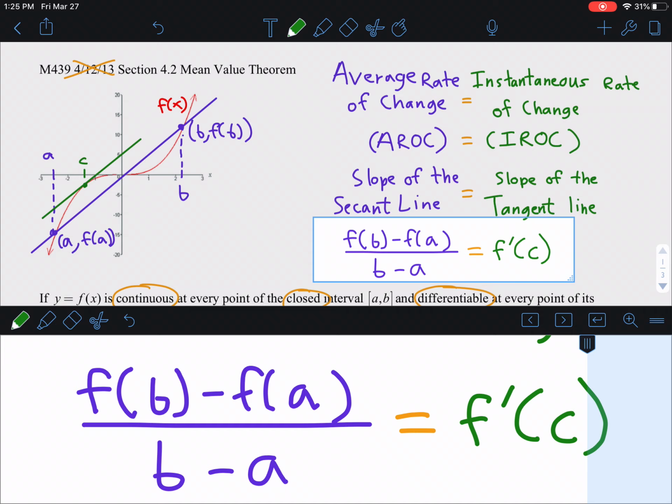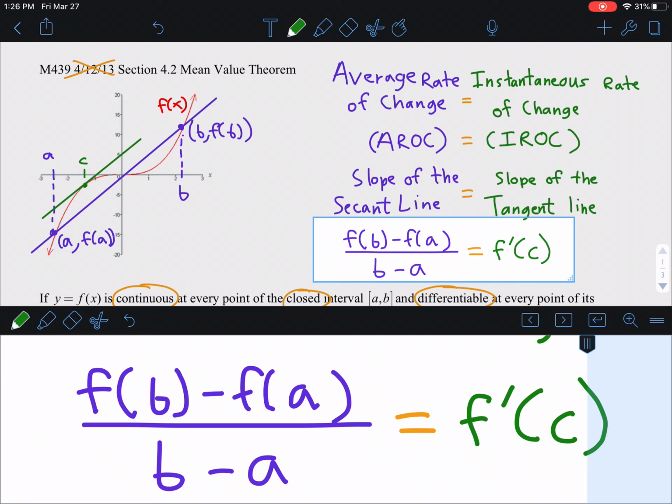Now, typically what you're going to be asked when you get a mean value theorem question is, what is the C value, right? What is the value in between A and B that makes all of this equal to each other? Okay, but it may not always say that, right?